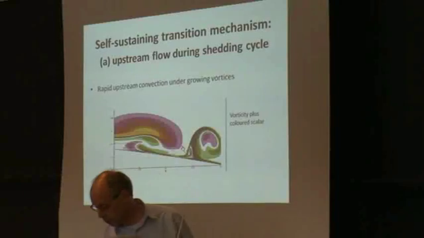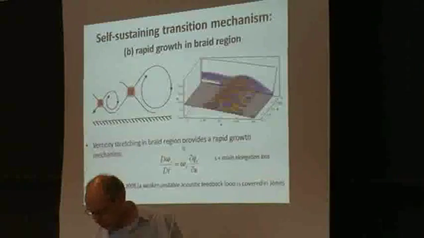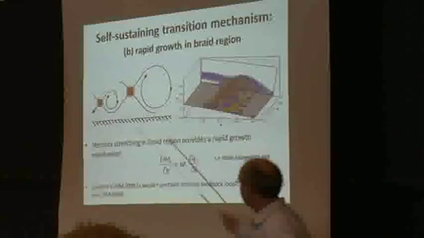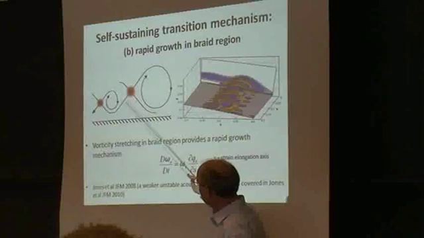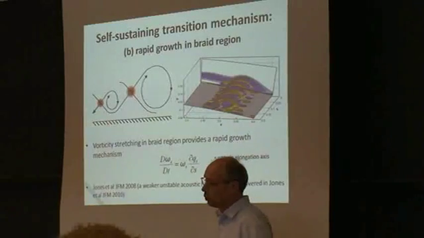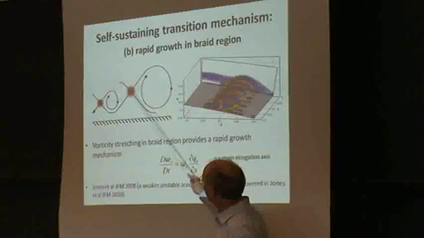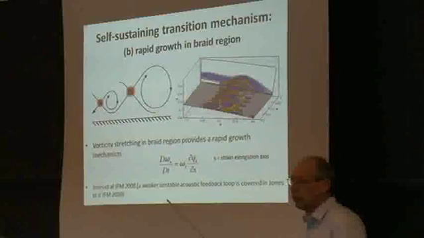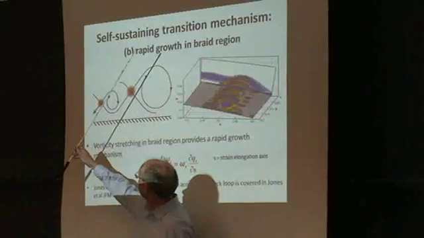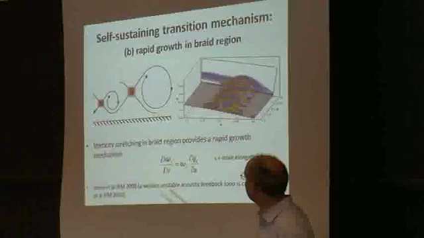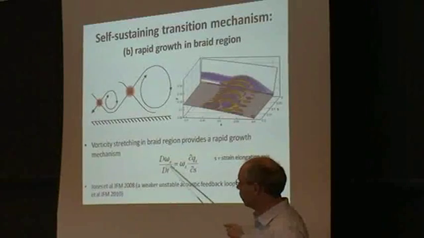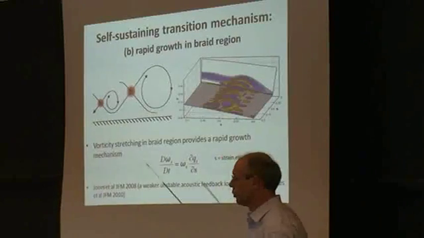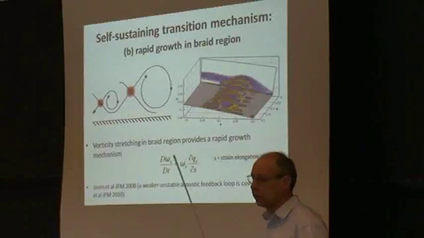The other bit that we need to make this work as a transition mechanism is exponential growth. So this comes from an instability in the braid region. And in the braid region, terminology comes from mixing layers, we have the saddle point in between successive rollers. This is a region of high strain. So anything in this region is being strained out in this direction. And in particular, if you look at vorticity that's aligned in that direction, and you write down the vorticity transport equation, you have that the rate of change of vorticity following a fluid element is the vorticity multiplied by the strain rate. So you have a possibility for exponential growth of vorticity in these regions.